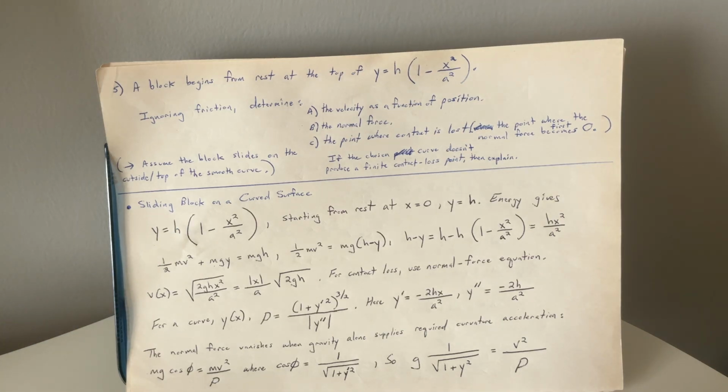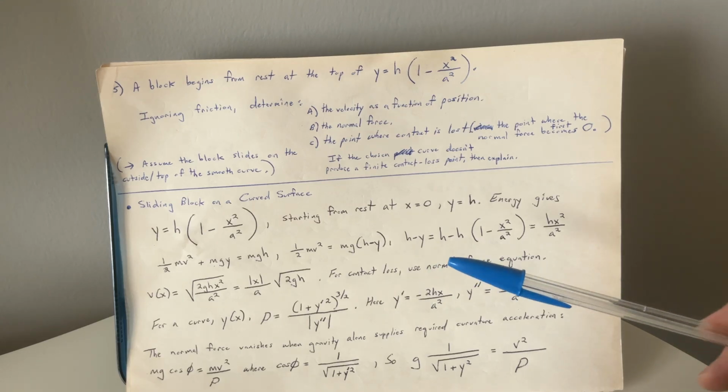So y equals h times the quantity 1 minus x squared over a squared, starting from rest at x equals 0, y equals h. And the energy gives us that 1/2 mv squared plus mgy equals mgh. And 1/2 mv squared equals mg times the quantity h minus y.